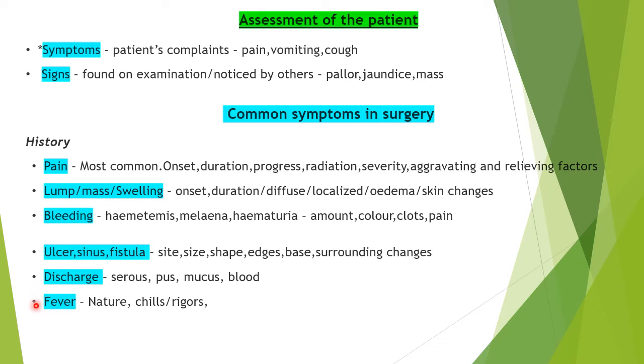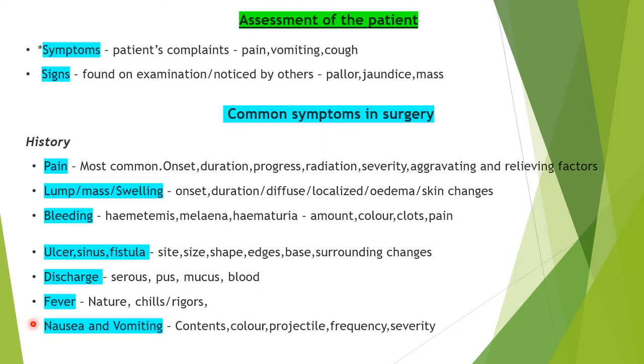Then fever. You must be able to record the nature of fever, how high the fever is, whether it is associated with chills and rigors, and also the other associated symptoms such as nausea and vomiting. If there is vomiting, then you must be able to get a description of the contents of the vomitus, the color, whether it's projectile, the frequency of the vomiting, and the severity.